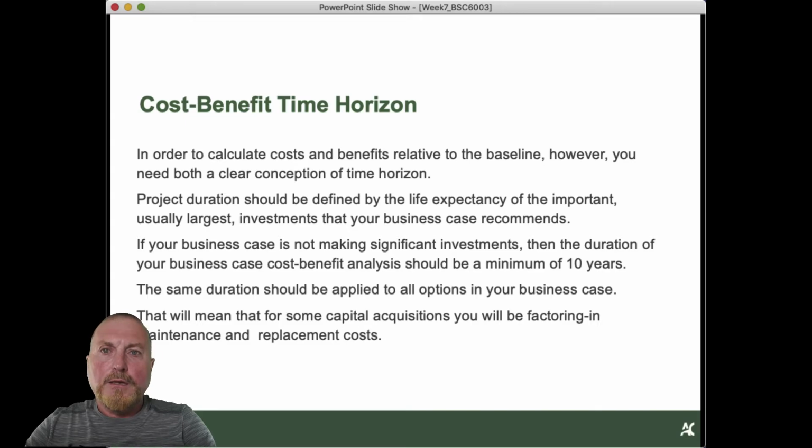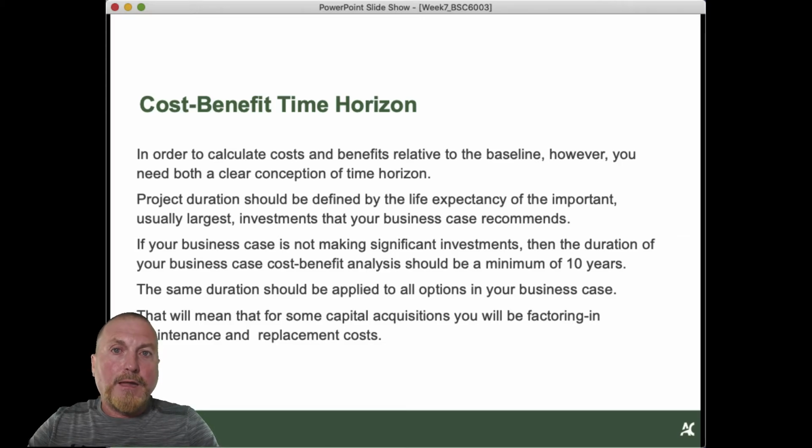All right, that we need to be very clear on the time horizon of a project. And what I'm saying is even if you're only recommending process changes, no major technological or capital acquisitions, 10 years. If you're making major technological acquisitions, then your business case should extend over a reasonable life expectancy of the most significant technological or capital expenditure that you're making for that business case.